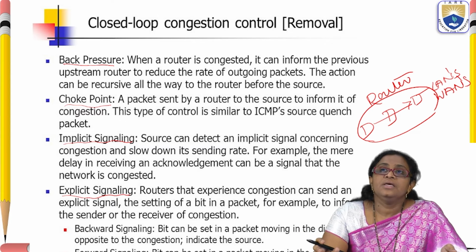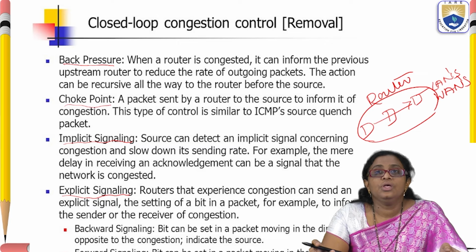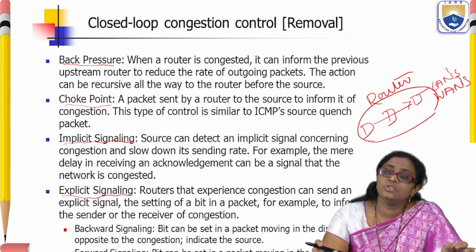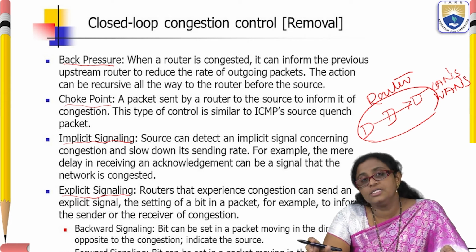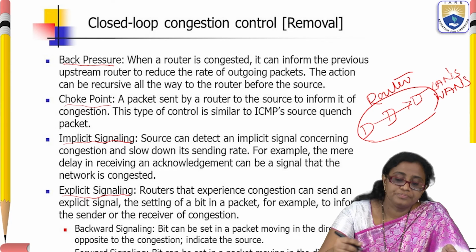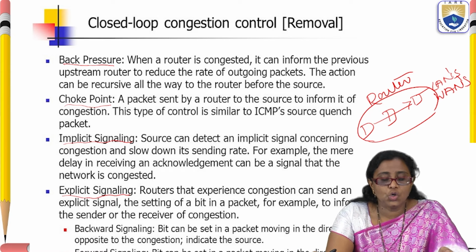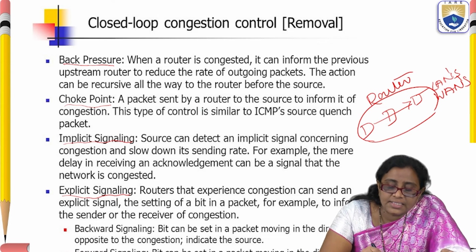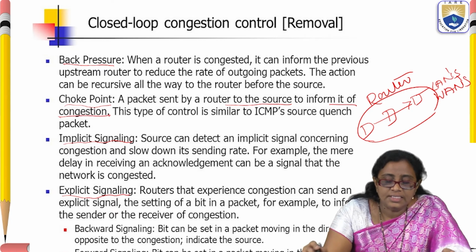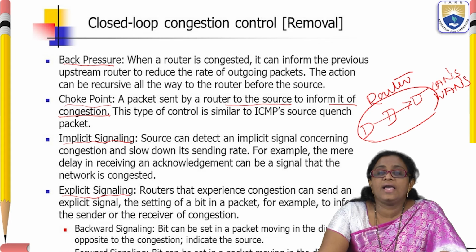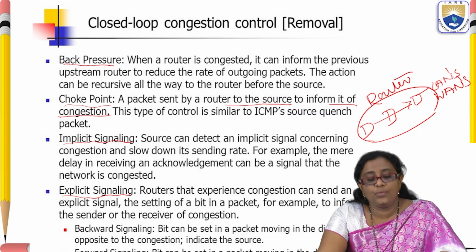So for that, the action can be recursive all the way to the router before the source is able to transmit the number of data packets from one node to another node. And coming to the choke point: a packet sent by a router to the source to inform it of the congestion. This type of control is similar to ICMP's source quench packet.